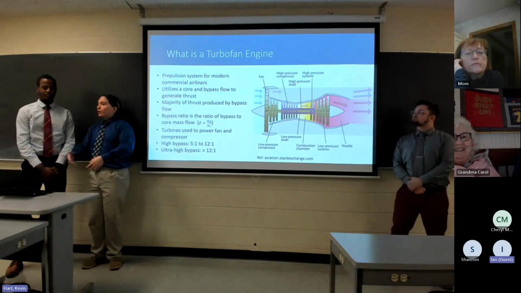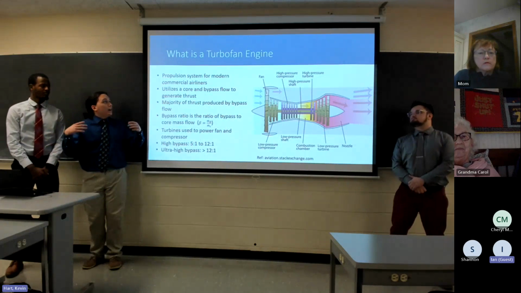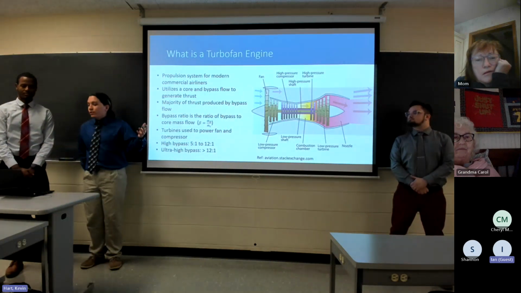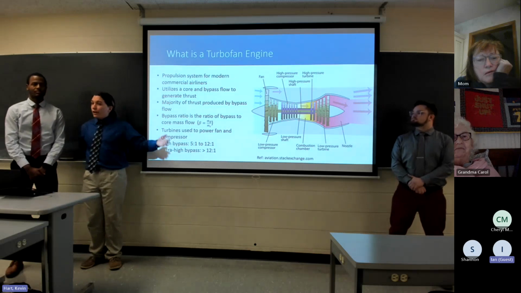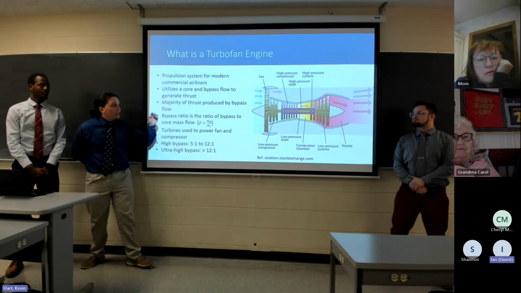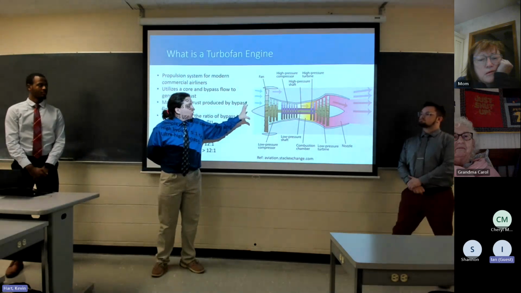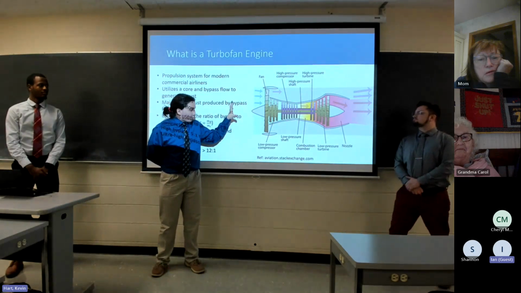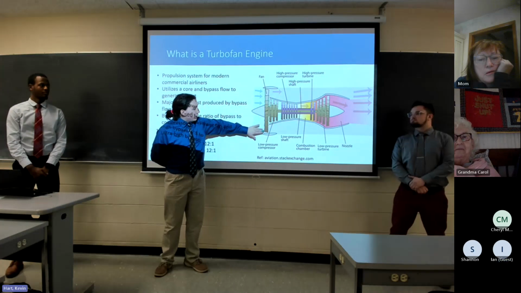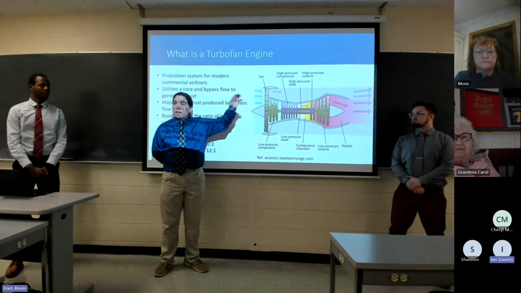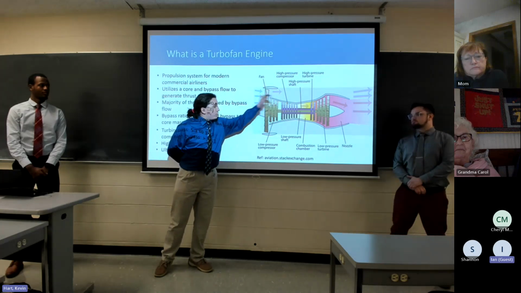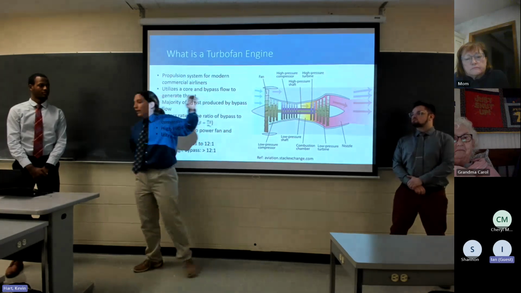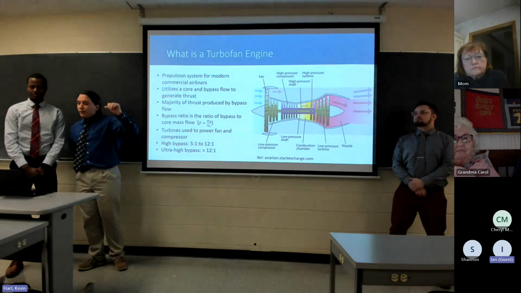So firstly, the big question is, what is a turbofan? A turbofan is a propulsion system for modern commercial airliners. It utilizes a core and bypass flow to generate thrust. Essentially, a large mass of air is brought into the engine, and there is one fan stage that compresses the flow a little bit and diverts some of it through a bypass nozzle and some of it through the core nozzle, or the core of the engine.